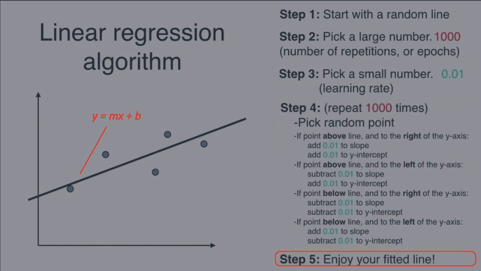Step 5. At the end of the 1000 iterations, the final coefficients will be the coefficients of the line of best fit.